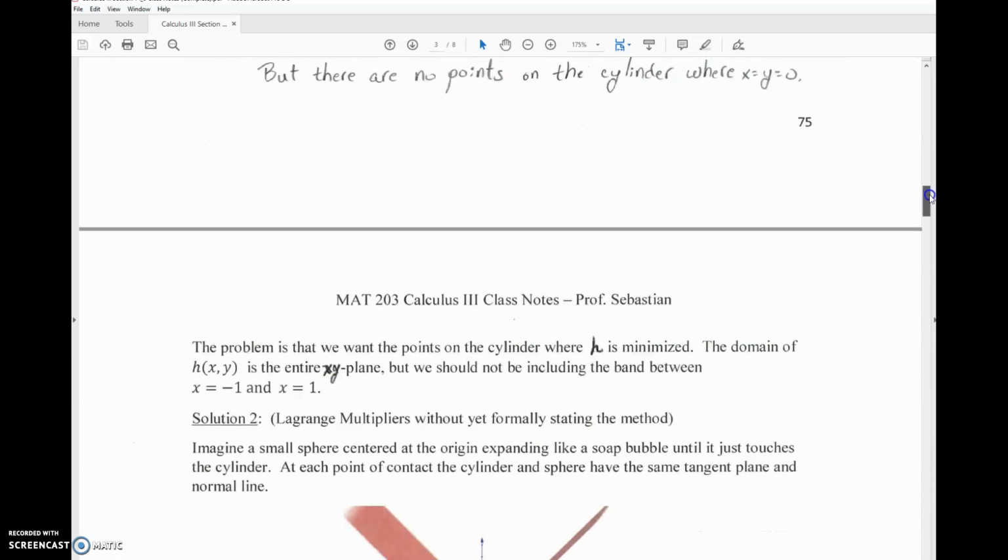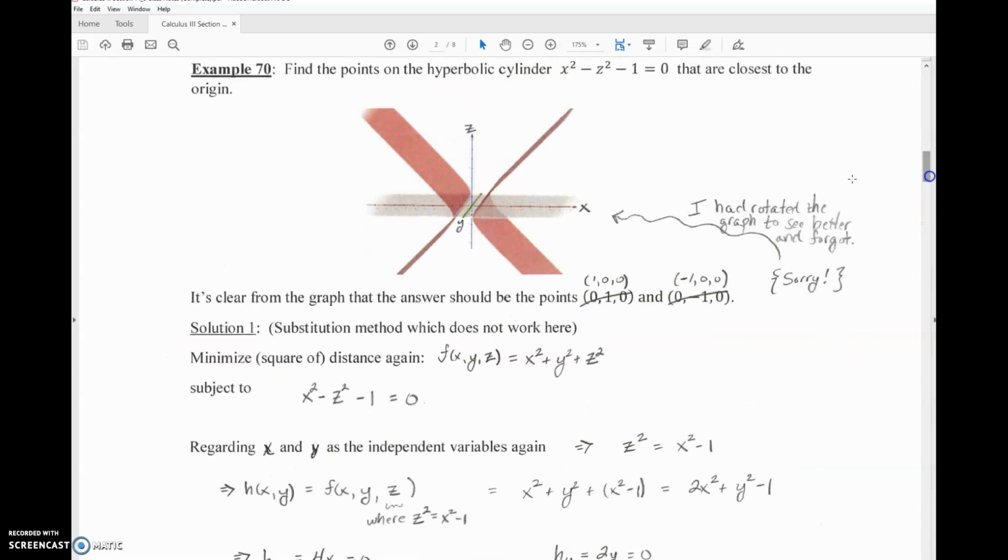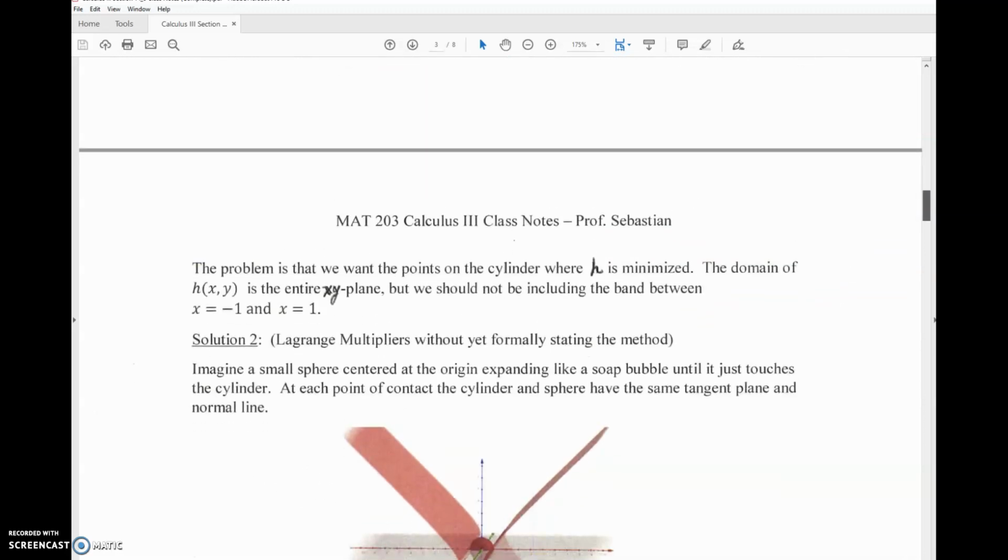So the problem is that we want the points on the cylinder where h is minimized. The domain of h of x, y is the entire xy plane, but we should not be including the band between x equals minus 1 and x equals 1. Right? We should not be including this band between x equals minus 1 and 1. So substitution doesn't work here.